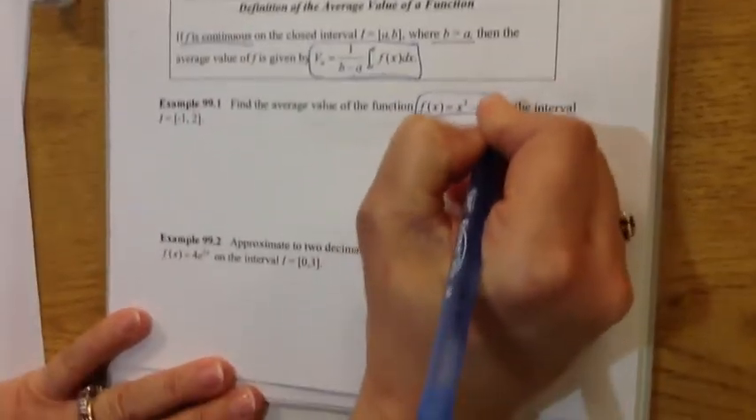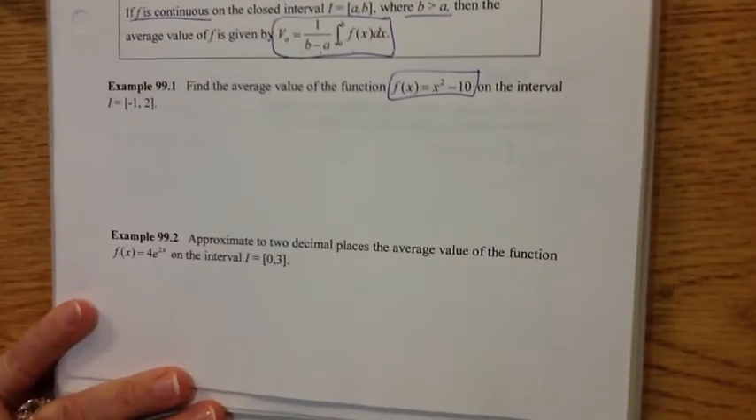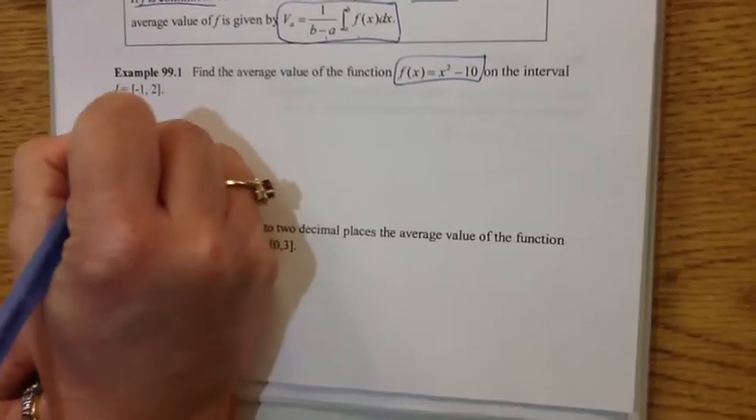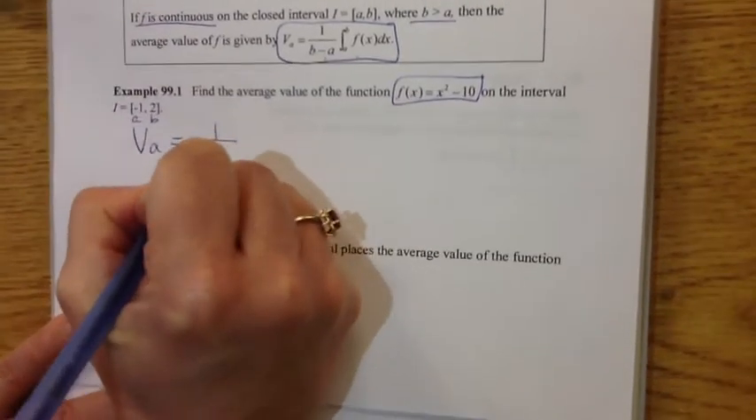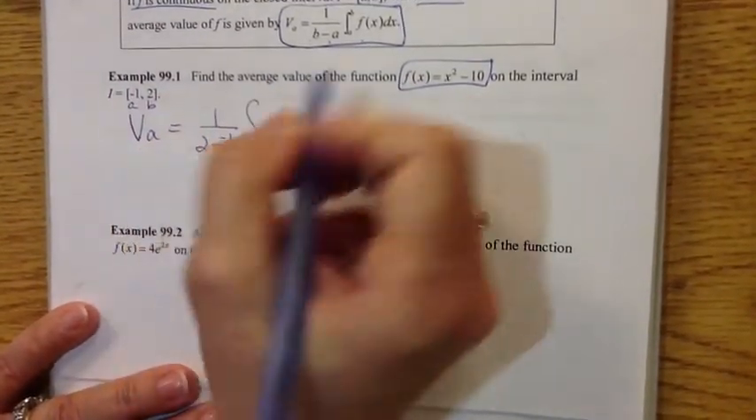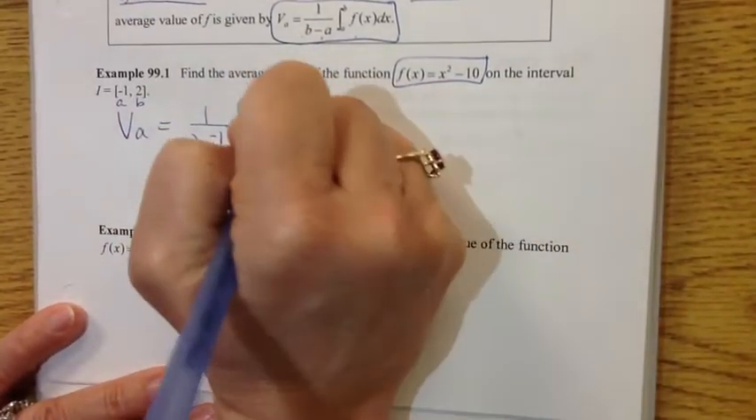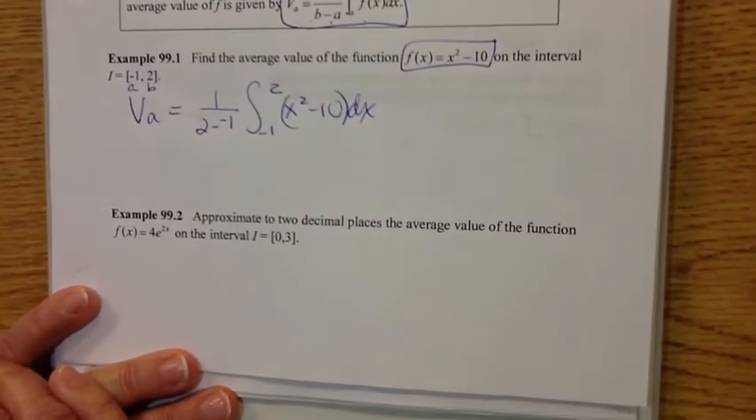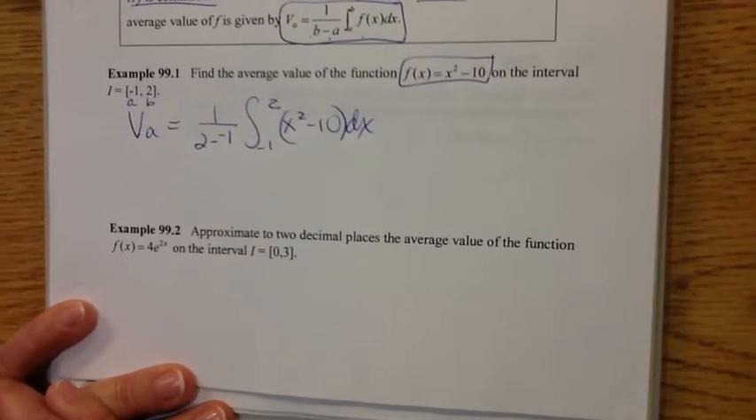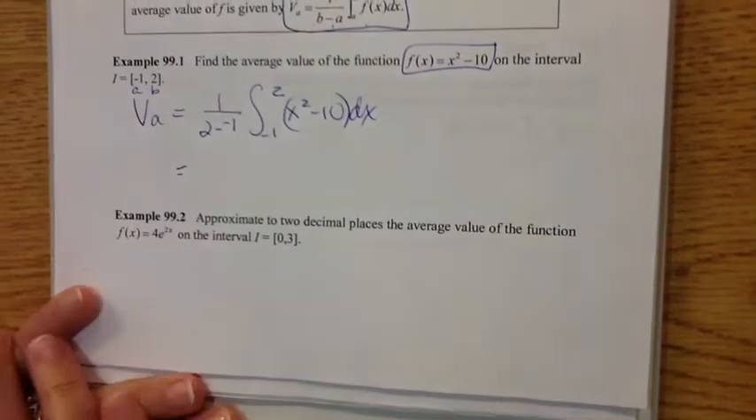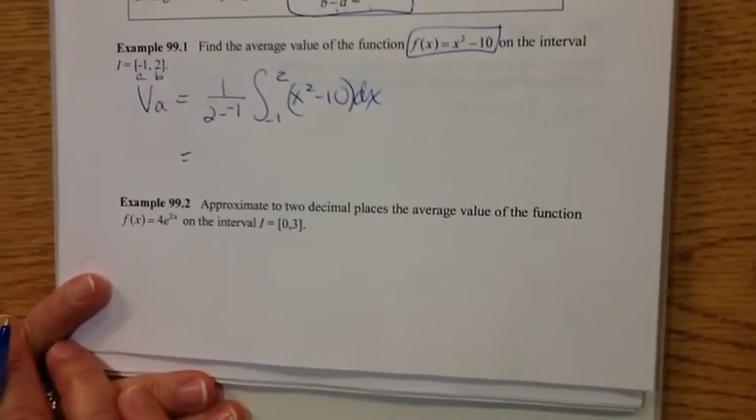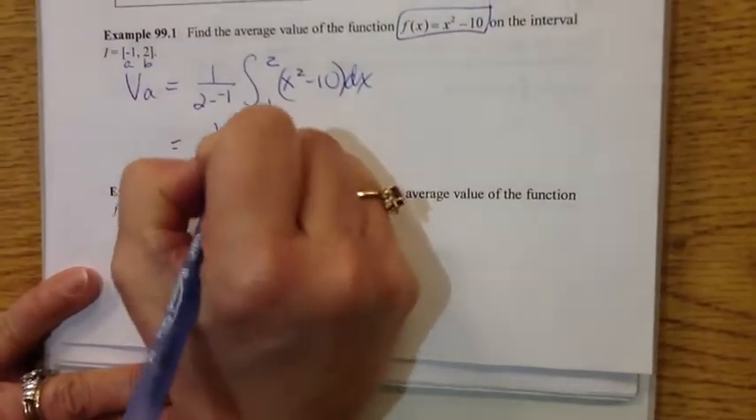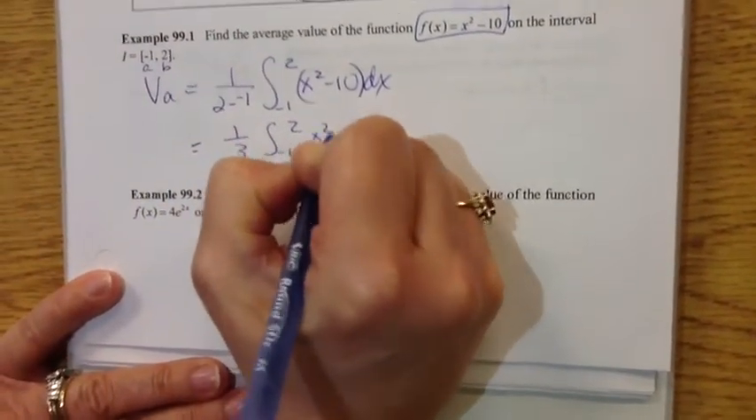f of x equals x squared minus 10x on this closed interval. So I'm wanting to find the average value. This is a, this is b. So we're looking at 1 over 2 minus negative 1, going from negative 1 to 2, and there's my function. It's finding the average value of the function. So if you had a bunch of data, maybe it had to do with velocities and you wanted to find the average velocity. So here we have 1 over 3, negative 1 to 2, x squared minus 10x.